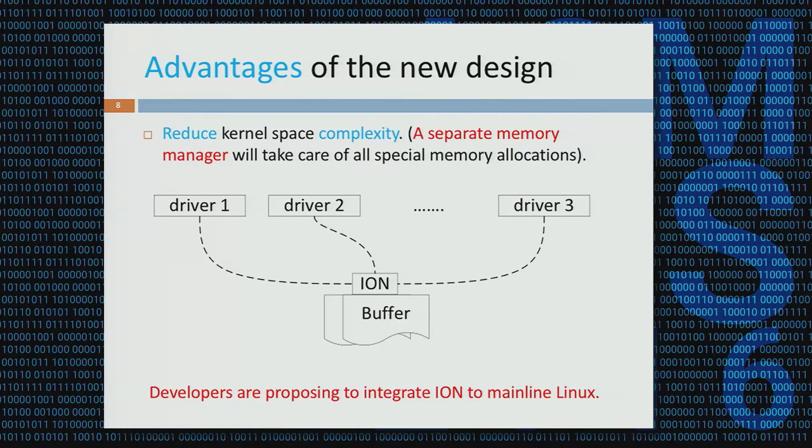The third advantage of the new design is that it can reduce kernel space complexity greatly. Previously, the special memory allocation work was done in various device drivers. But now all the work is done in the separate memory manager, so it is easier for developers to write device drivers. Based on these advantages, the developers are proposing to integrate ION from Android into mainline Linux.